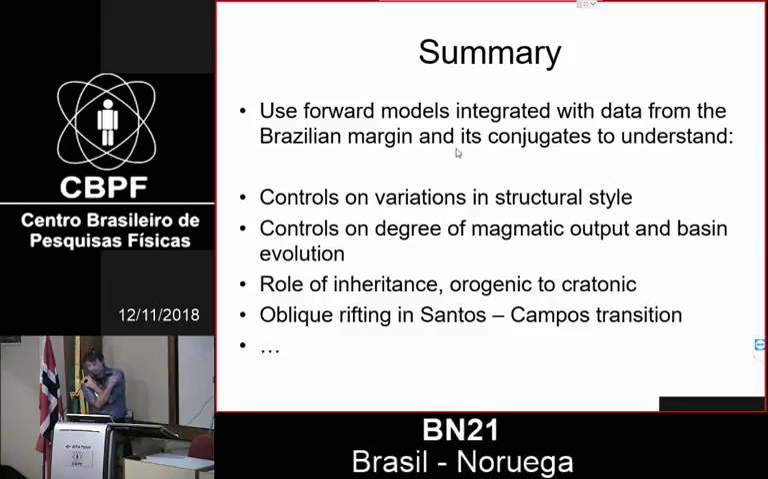And so in summary, I've shown you some examples where we use forward models integrated with data from the Brazilian margin and its conjugates to understand controls on variation in structural style, on the degree of magmatic output and basin evolution, and the role of inheritance. We can also consider the oblique rifting in the Santos-Campos transition, and there are many more questions that I think we can address in this area, which is very interesting for science, and we hope also for exploration. Thank you.